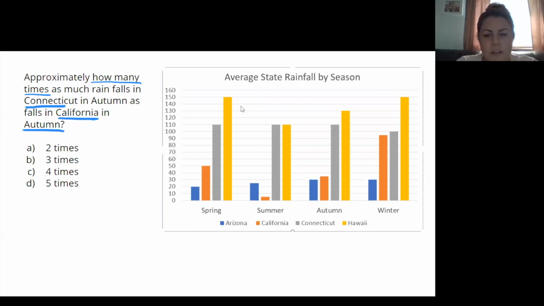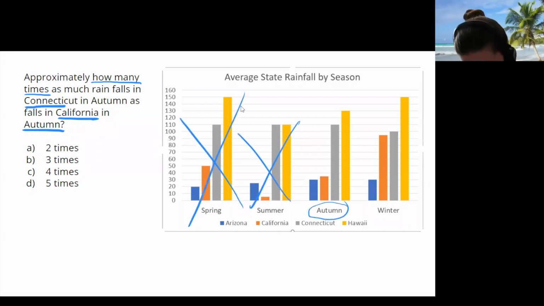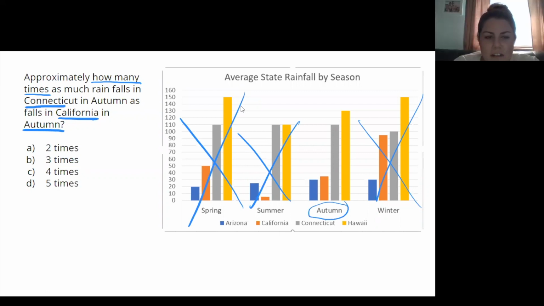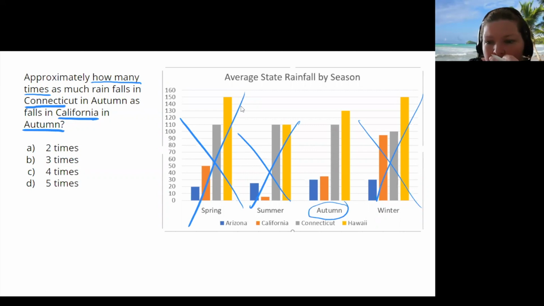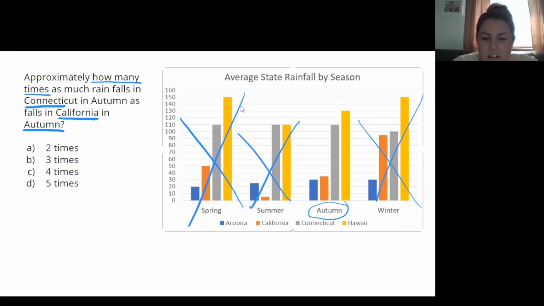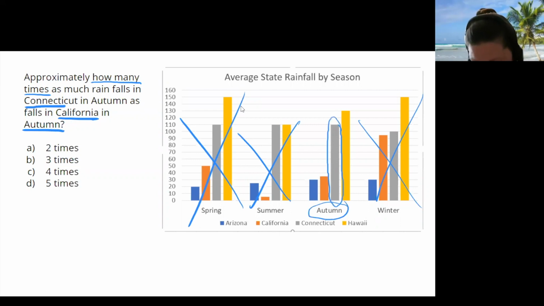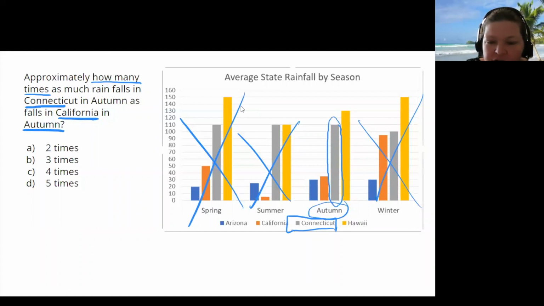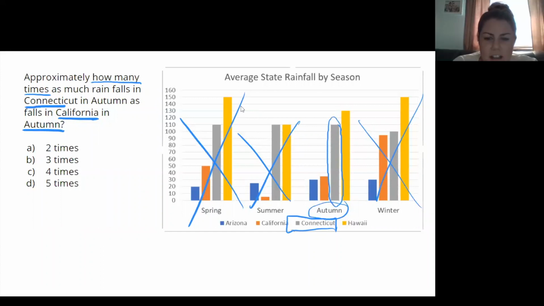Any thoughts? We just need to focus on the autumn information. Beautiful, I love that. It's as important on the GED to know where not to look as it is to know where to look. Gorgeous. So just autumn, okay. And then just Connecticut and California. Okay, so where's Connecticut? Connecticut is gray. And how'd you figure that out, Amy? Humor me. Where'd you figure out Connecticut is gray? Beautiful, the key. Gorgeous. Okay, so Connecticut is gray and California is orange.